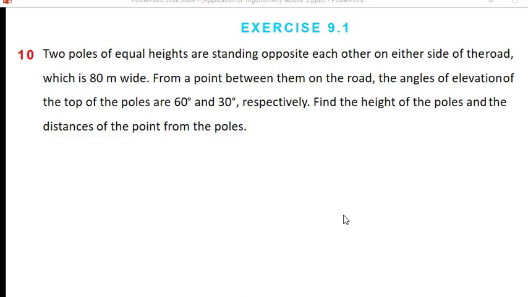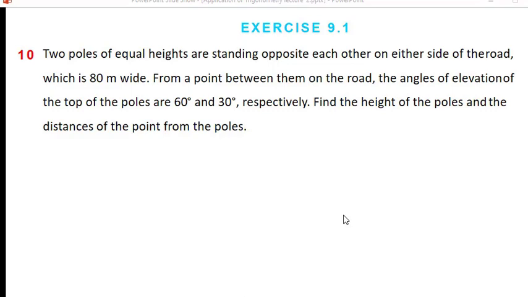Two poles of equal height are standing opposite to each other on either side of the road. Okay, you have to visualize all these things. There is a road of 80 meter width. There are two poles, which are of equal height. From the point between them on the road, the angle of elevation of the top of pole is 60 degree and 30 degree. So you are in between the road, and from there you are looking at two poles.